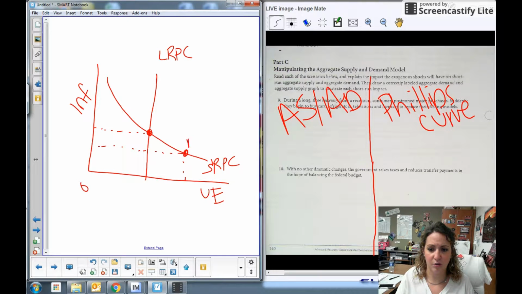So you can do A, B, or you can do some sort of arrows or ones and twos, just so you know that there's a change. If you just put points on the graph without actually having any direction, I don't know really where you're going and where you're coming from.